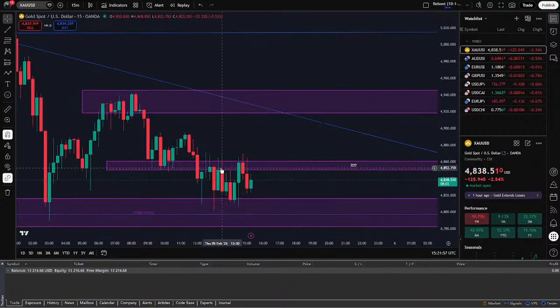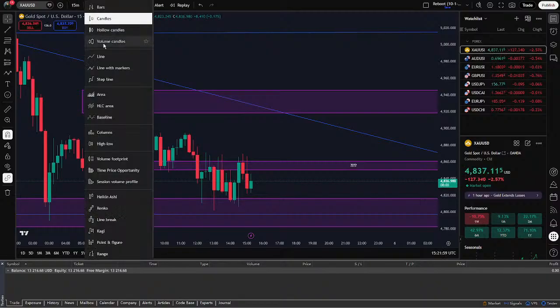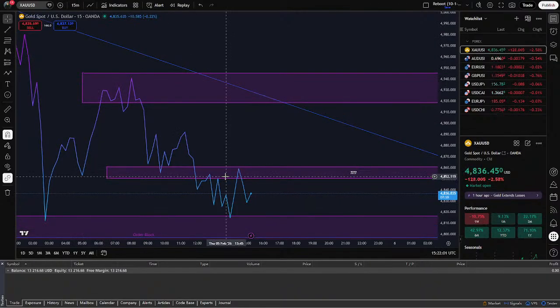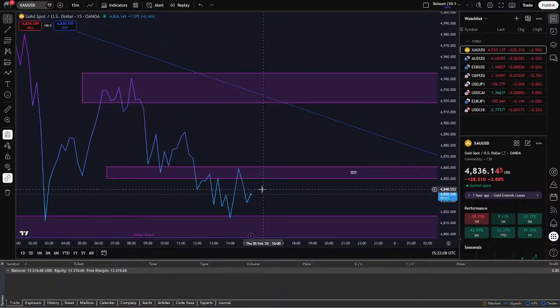If you look at M15 here, it shows that it breaks. There is a change of character. It shows that it breaks. That's the reason why the price is still playing around here. This is M15.